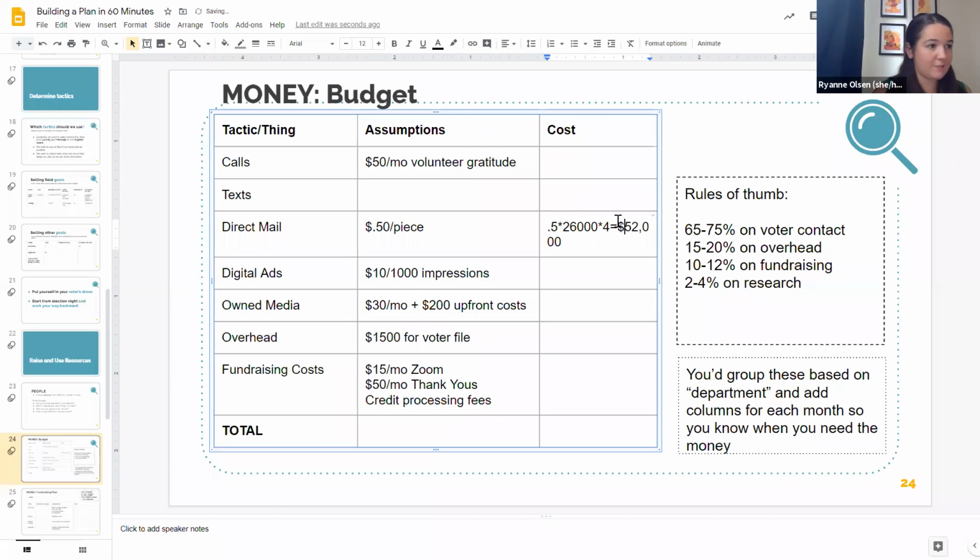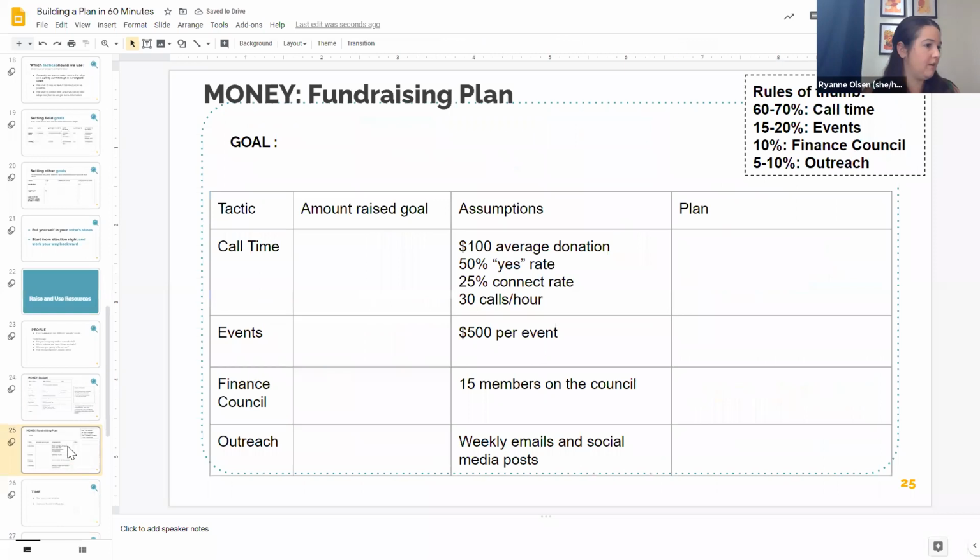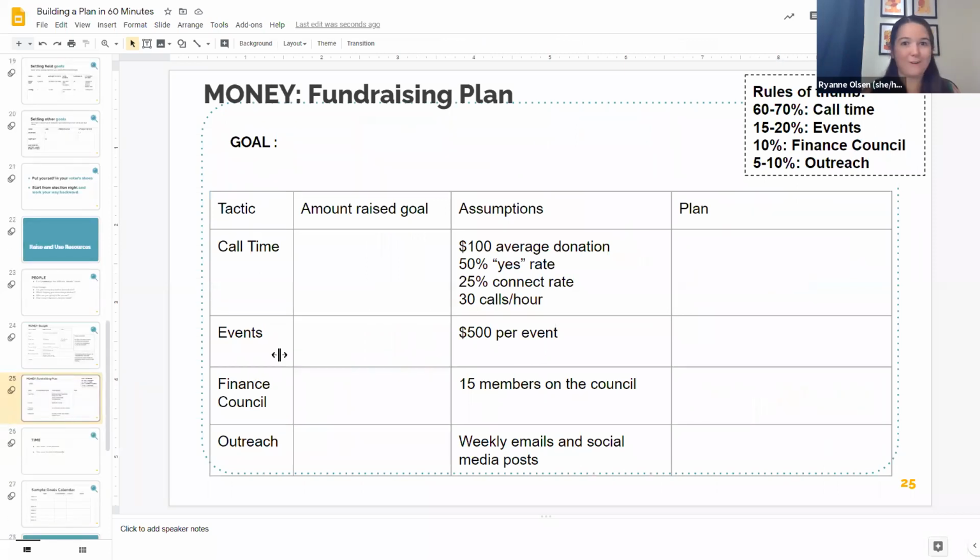Now, what we might realize is when we see these numbers and think about it, it's like, okay, we can't do all of that. We'll only send 3 mail pieces, in which case it comes down to $39,000. So still expensive, but not as expensive. But we do this to estimate what our budget will be. From our budget, we are getting to our fundraising plan.